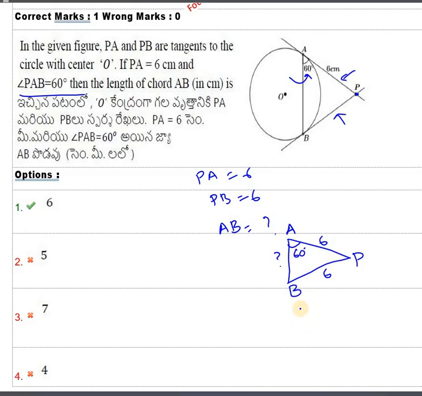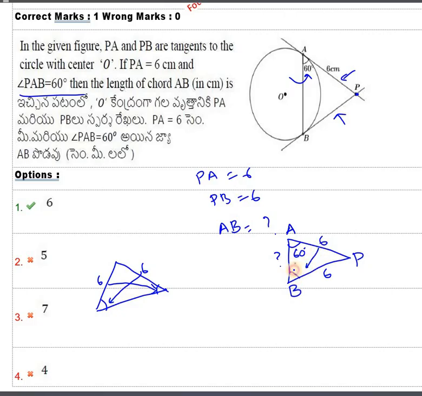So now we have a very important rule here. Angles opposite to equal sides are equal, right? This property, if you remember, 8th class or 9th class you might have studied. So here, angles opposite to equal sides. Here we are having 6, here we are having 6. So angles opposite to equal sides, this angle and the other angle, these two angles are equal. So if this is 60, then opposite of this one is what?